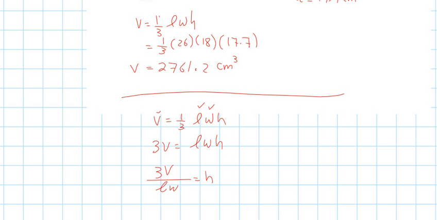So teacher, it will happen the same if we have to find the width or the length. If you want to find the W, for example, you just move it to the other side. So it's always the same steps: first multiply by 3, and then divide by L H to find W. Okay. All right.